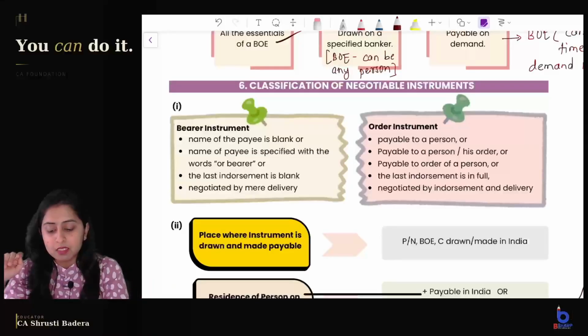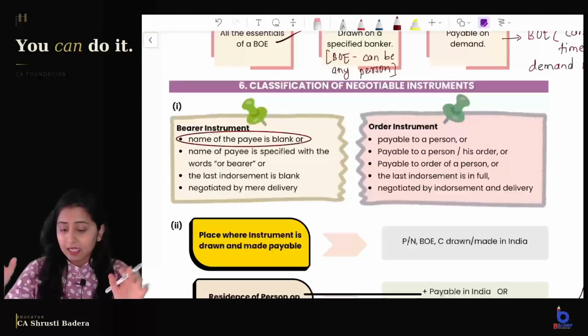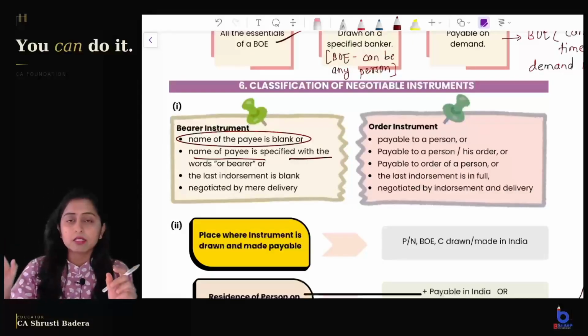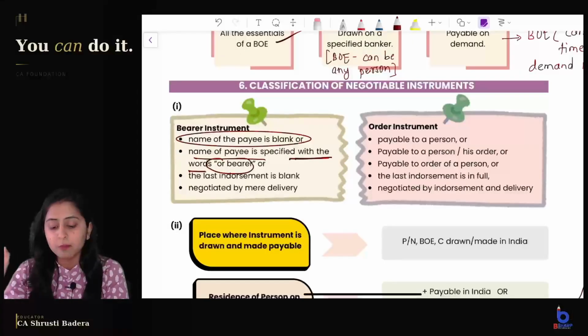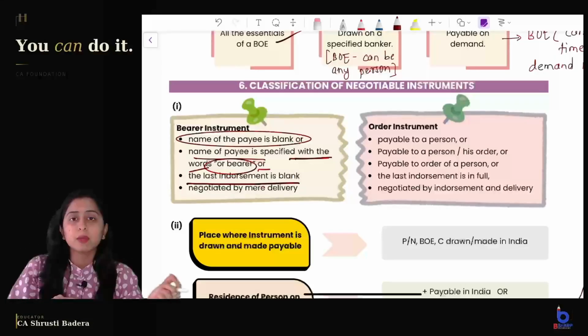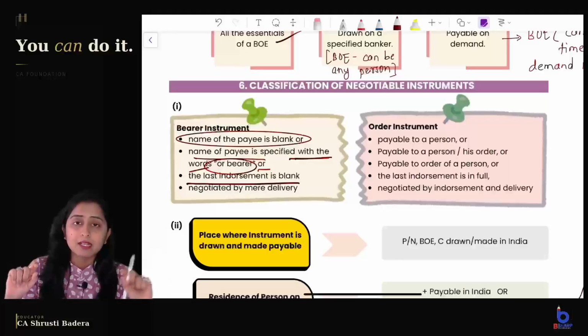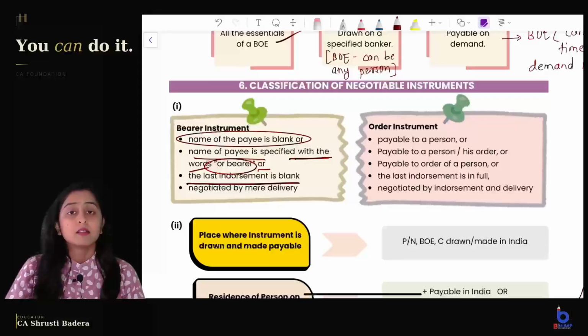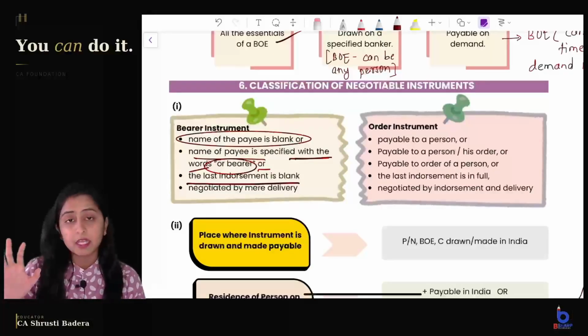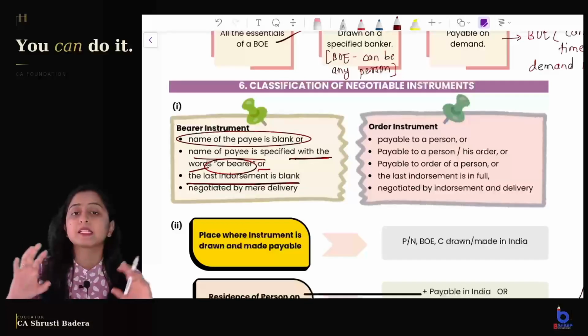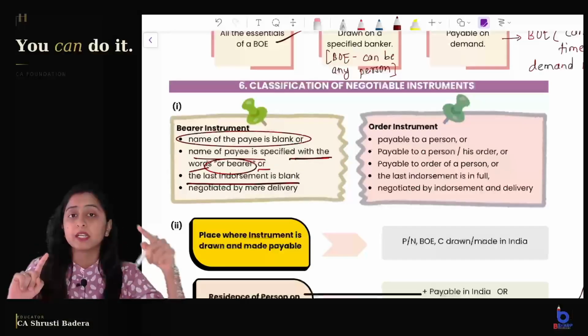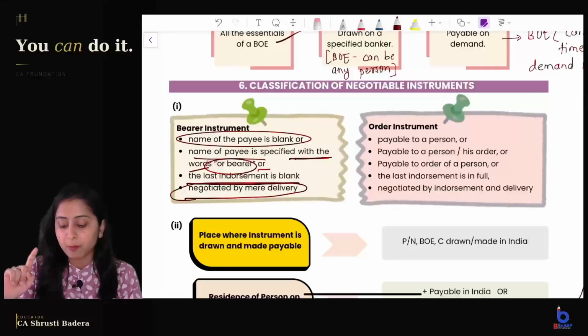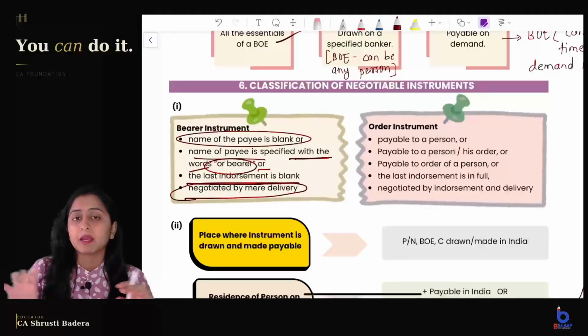So a bearer instrument means where the name of the payee is either blank, or the name of the payee is specified with the words, say, Mr. A or bearer. Or it can be an instrument wherein the last endorsement is blank. What is endorsement? Transferring to some other person. And if I do not write the name of the other person to whom I am transferring it, that means the last endorsement is blank, right? So that is a bearer instrument. The main important point is that a bearer instrument can be negotiated by mere delivery.